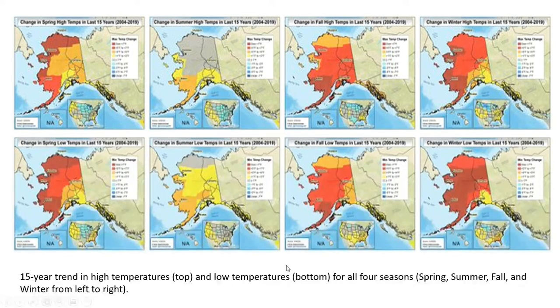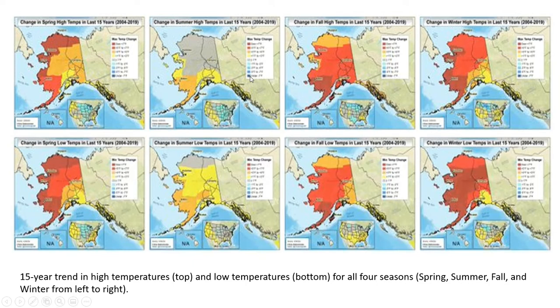So what do we have here? Changes in spring high temperatures in the last 15 years. Basically, where you see yellow, orange, and red, it's gotten warmer. Gray is pretty much unchanged. Okay. If you start seeing light blue to dark blue, that means cooler.